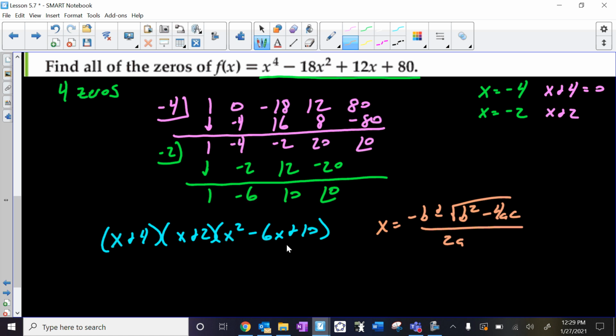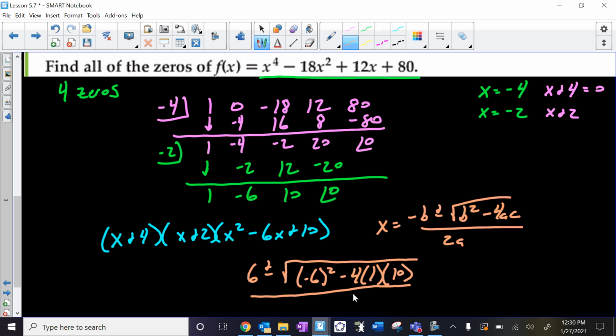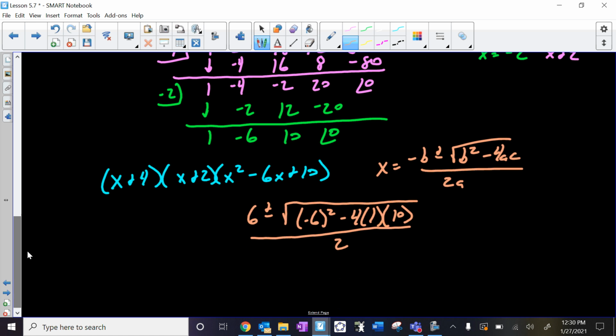The opposite of b is going to be 6, plus or minus the square root of b squared, which would be -6 squared, minus 4 times a, which was 1, times c, which is 10, over 2 times a, which is just 2. As you simplify this, underneath of the square root, you are going to get a -4. You could just plug that straight in. You get 6 plus or minus the square root of -4 over 2.